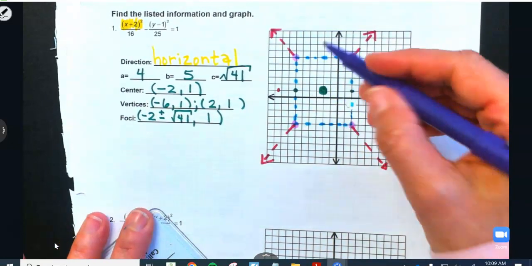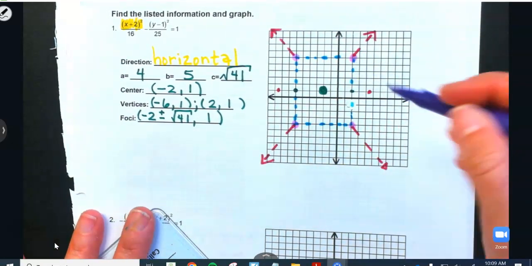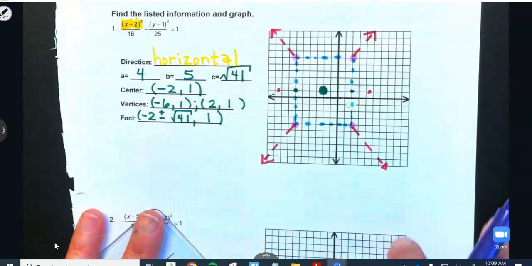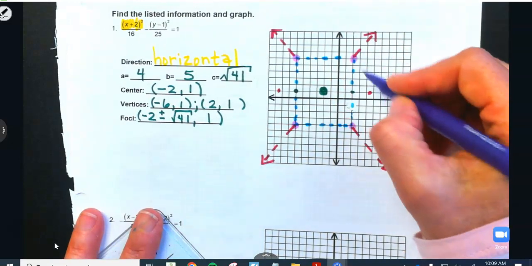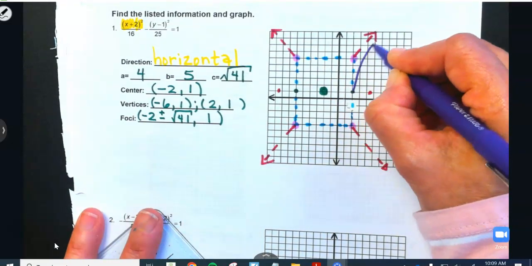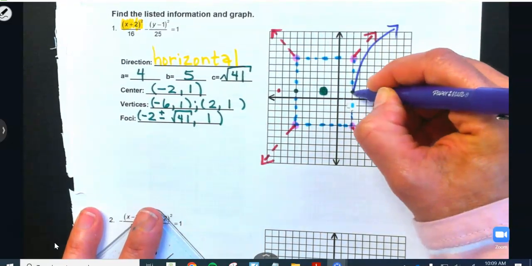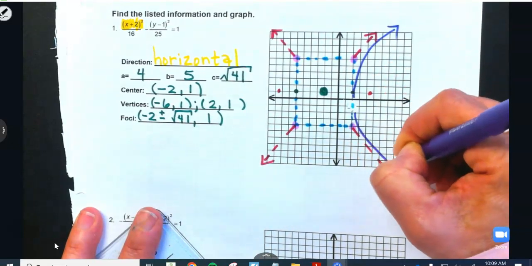Can you draw at the top? Yes, you can. But it has to be dashed because it's invisible. So it needs to look like this. And the asymptotes also need to be drawn? Yes, because they're invisible. They're not part of the graph. They're attributes that shape the graph.